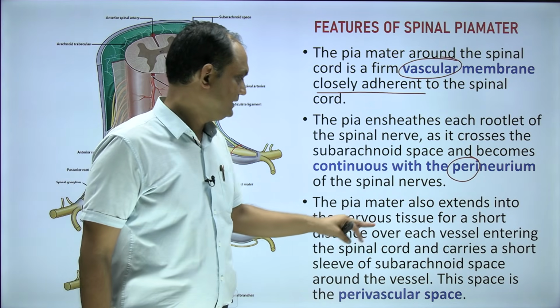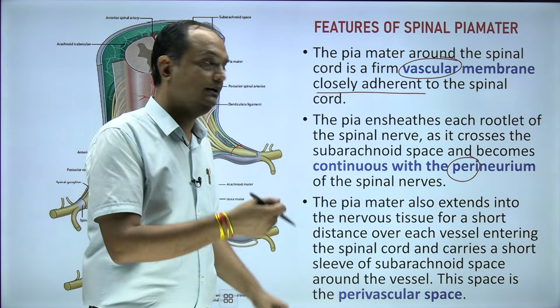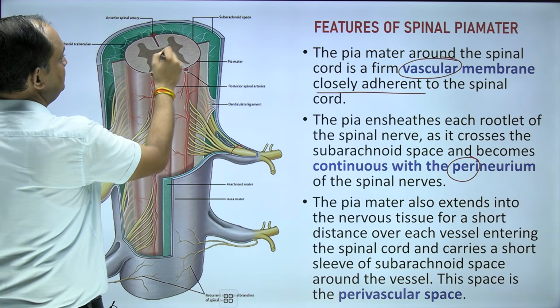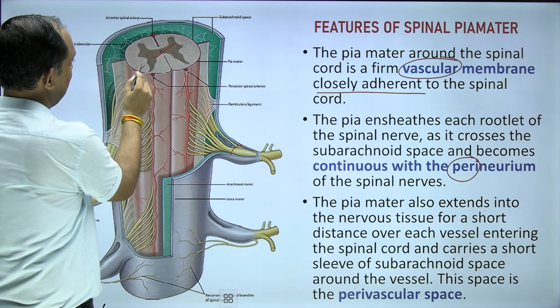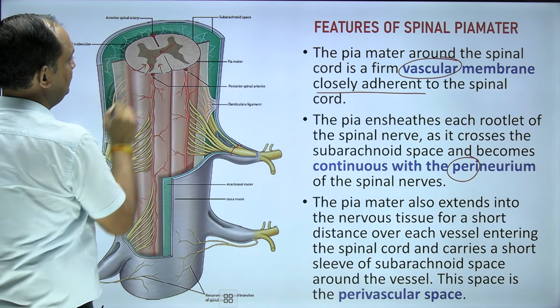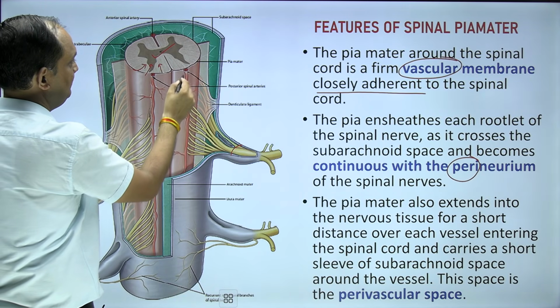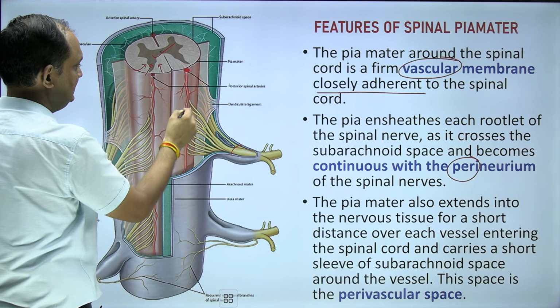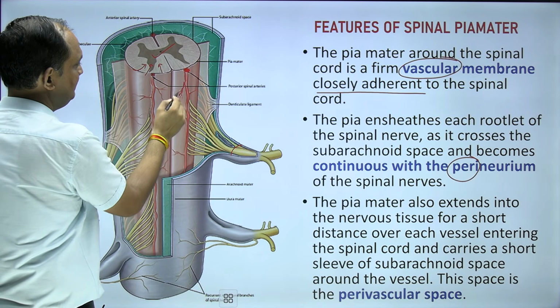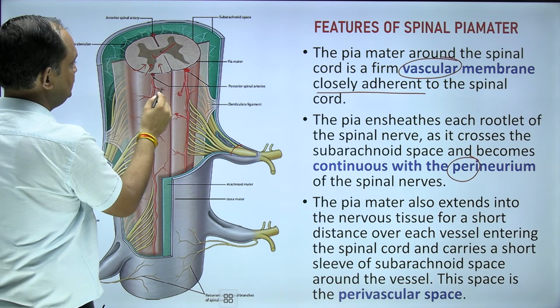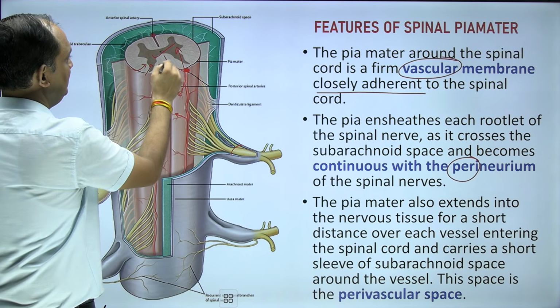The pia mater also extends into the nervous tissue inside. Now this is the nervous tissue in the center. So this pia mater will also go inside. Now how will it go inside? It will go inside with the help of these blood vessels. Now here you can see that this is the artery. The artery is giving branches. These branches will puncture the spinal cord to supply blood.